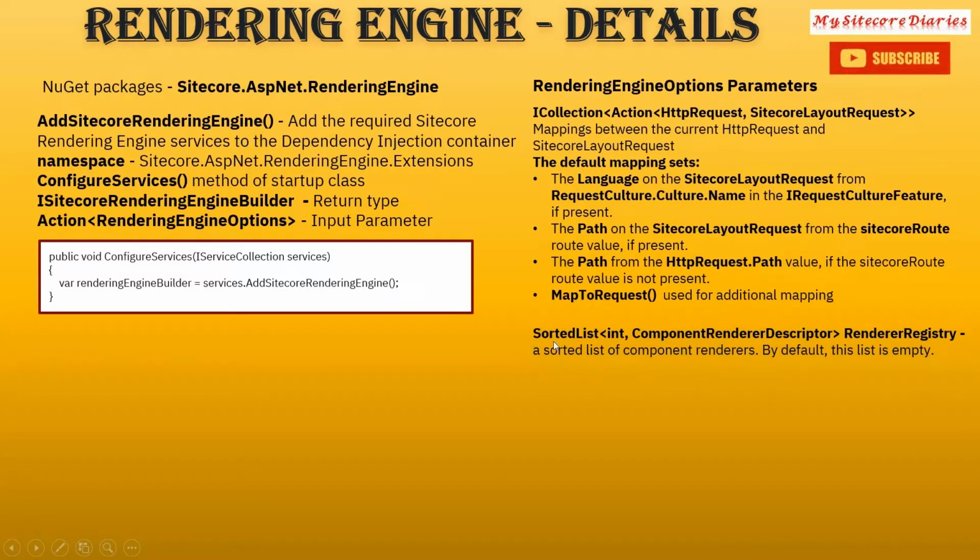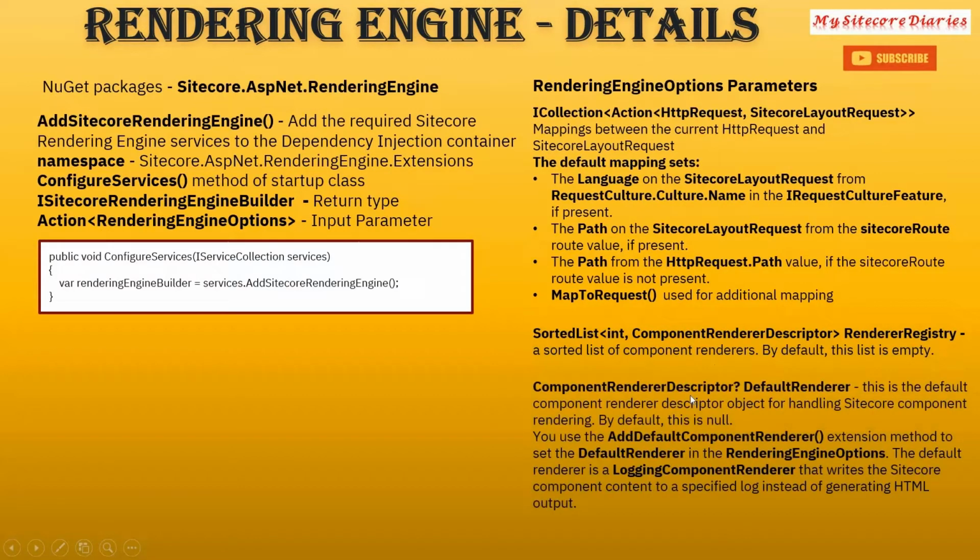So by default this list is empty, but you can have the sorted component rendered list. Component render descriptor or default render: this is the default component render descriptor object for handling Sitecore component rendering. By default this is null.